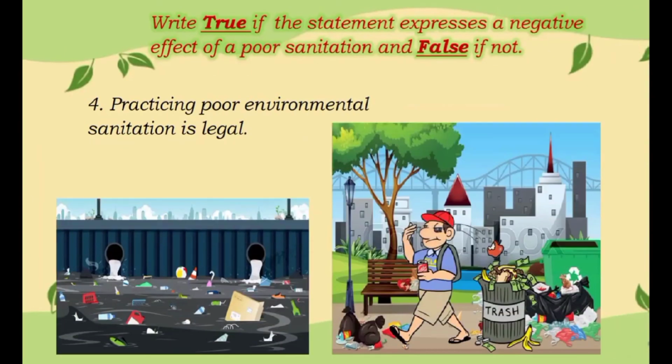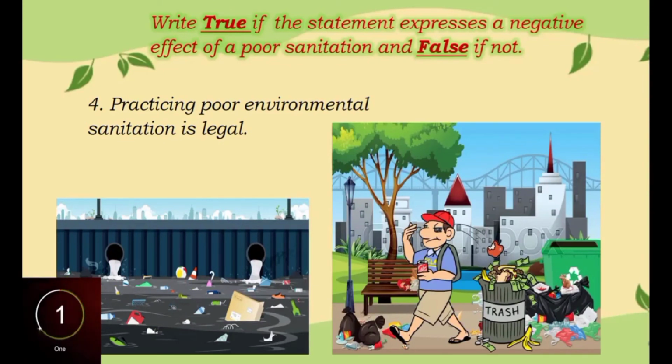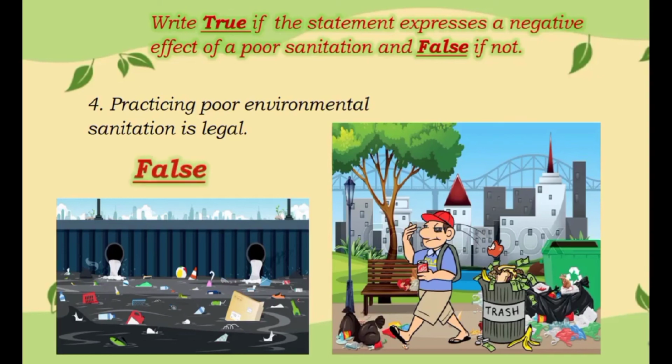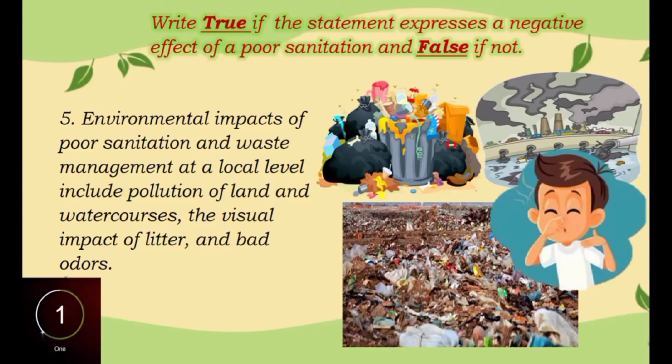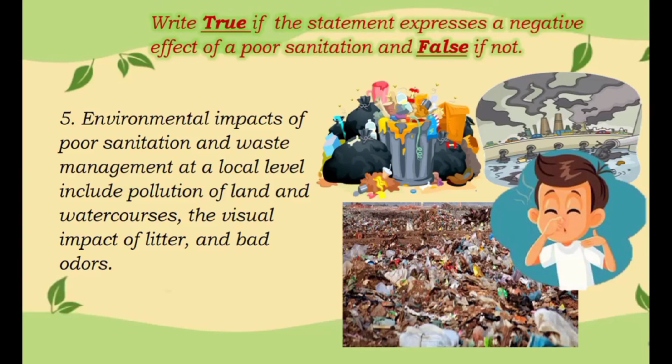Number 4. Practicing poor environmental sanitation is legal. And the answer is false. Number 5. Environmental impacts of poor sanitation and waste management at local level include pollution of land and water courses, the visual impact of litter, and bad odors. The answer is true.